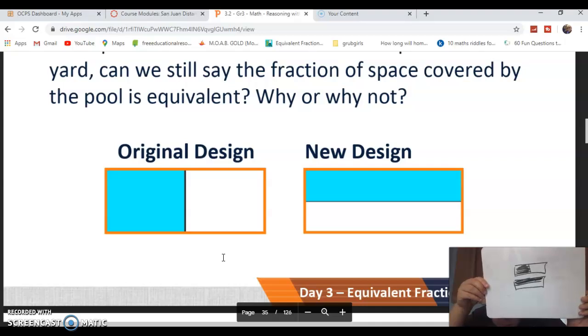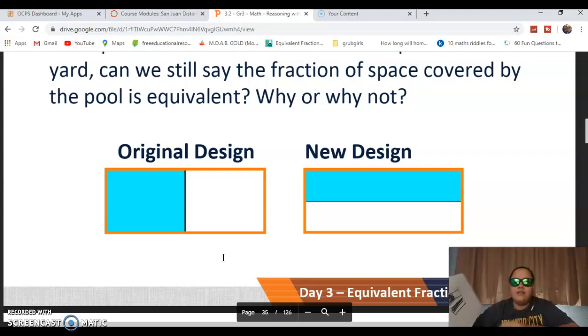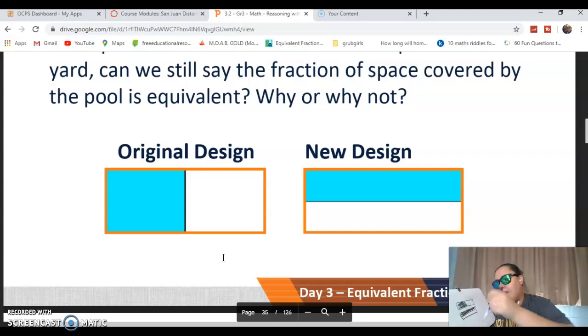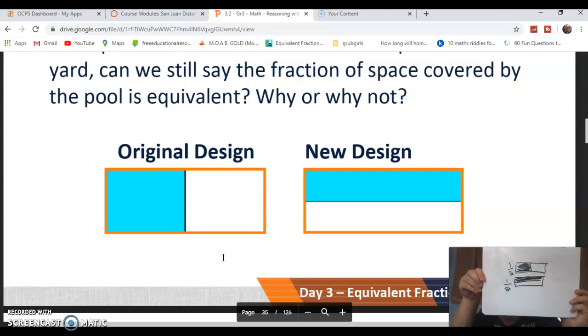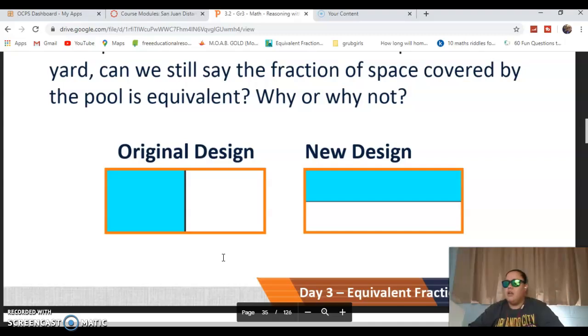So this is why you want to be careful with drawings and not jump to conclusions that they are not equivalent fractions just because they don't look the same. Because even if they don't look the same, if they still have 1 out of 2 parts shaded and all those parts are equal with each other, then yes, that is an equivalent fraction. Same way as if I were to draw, let's do it this way.